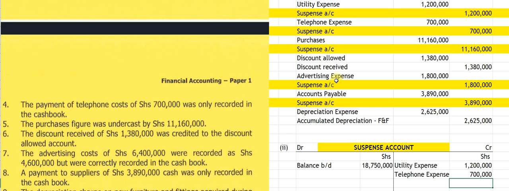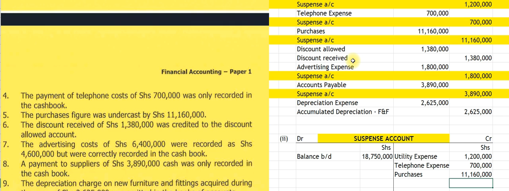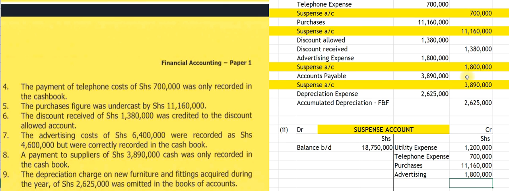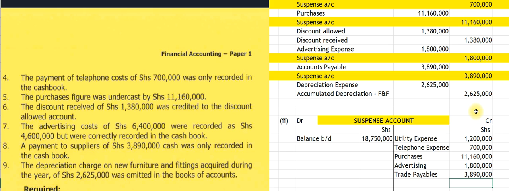Still, the suspense account has been credited because of the correction of the error in the purchases account. You show credit purchases. The amount is 11,160,000. Then advertising, still the suspense account has been credited with 1.8. Then you also have the trade payables. The suspense account has been credited with 3,890. So that's what we have.